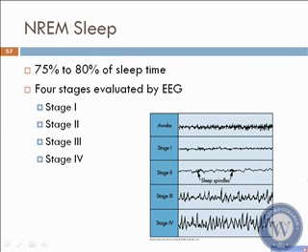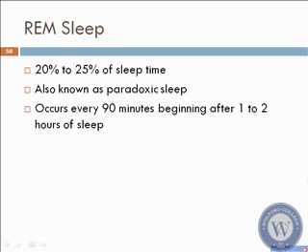75 to 80% of sleep time is spent in non-REM sleep. The 4 stages that are evaluated by EEG can be either stage 1, 2, 3, and 4. What you're looking for in REM sleep is a hyperactivation of sleep spindles that are developing. 25% of sleep time is actually spent in REM sleep, also known as paradoxic sleep. It occurs about every 90 minutes, beginning after the first 1 to 2 hours of sleep.